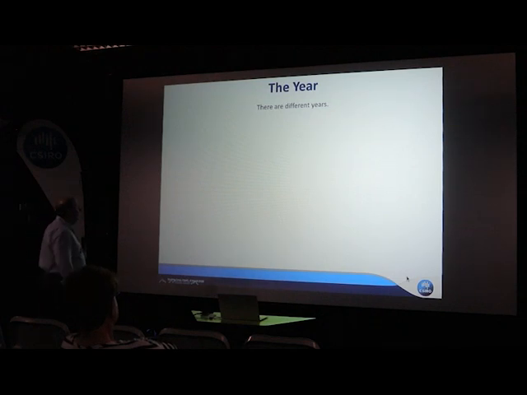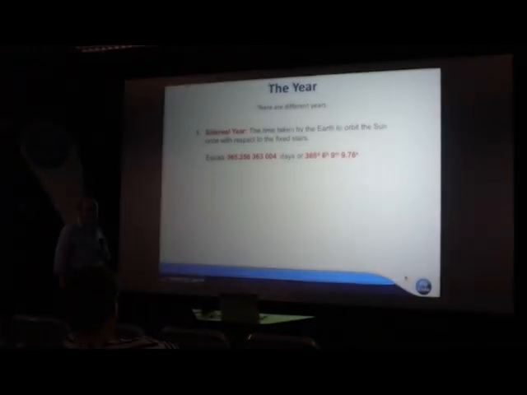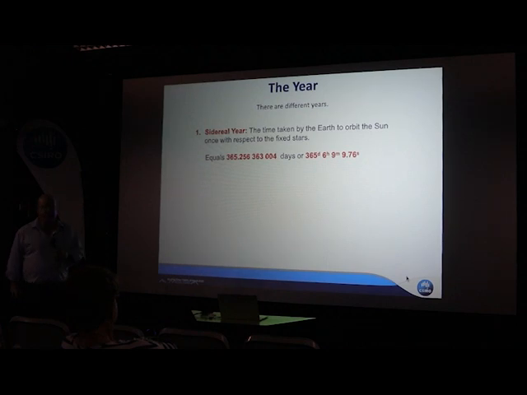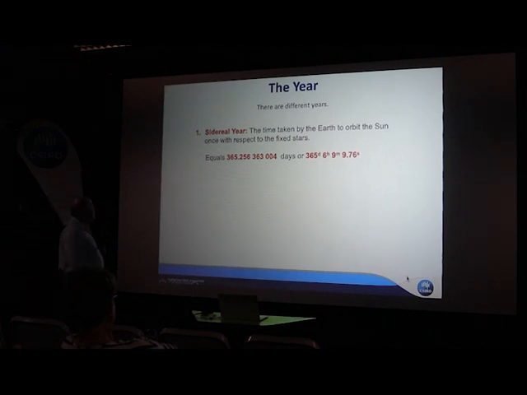Okay, but there are different types of years. I'm going to discuss two. The first one is what's called the sidereal year. That's the time it takes the Earth to orbit the Sun once with respect to the fixed stars. And that equals 365.256362004 days, or 365 days, 6 hours, 9 minutes and 9.76 seconds.